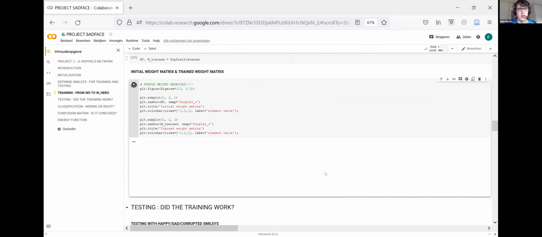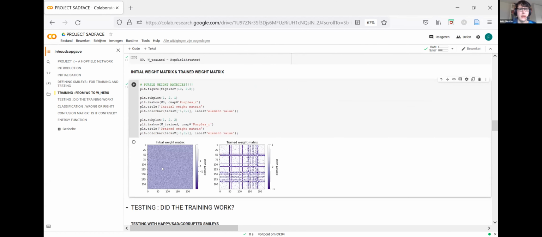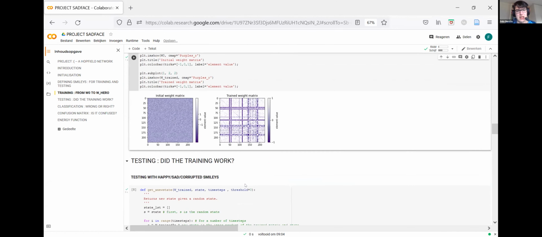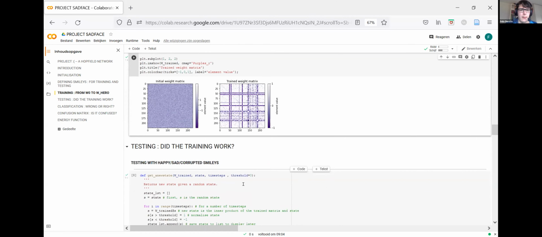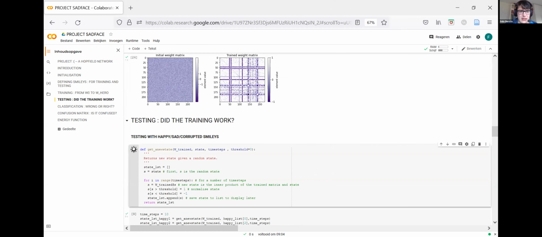Then here we have the weight matrix. We start with a random initial matrix, and you can clearly see that it's being trained. Although in the end, you'll see here, and once we do more trainings with more smileys, these lines will get more solid. Like it's still pretty blurry. Then we're testing it.